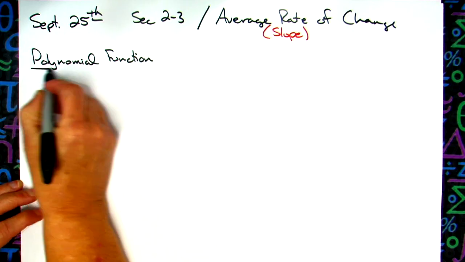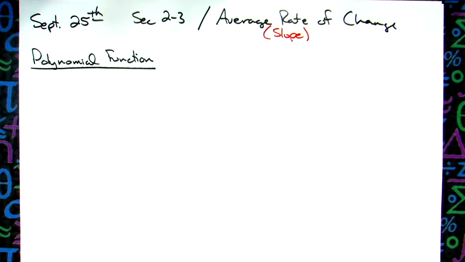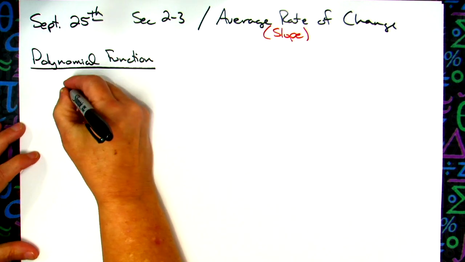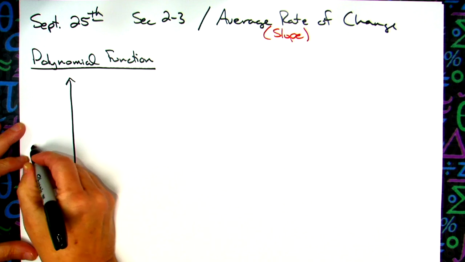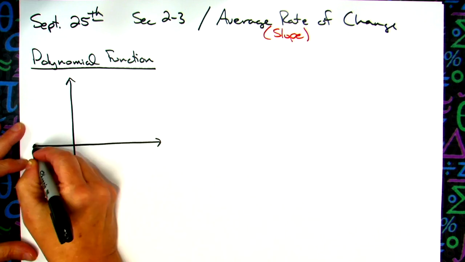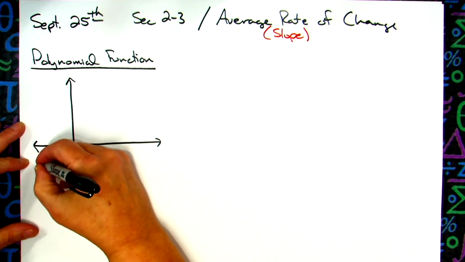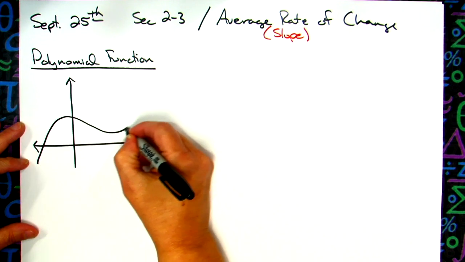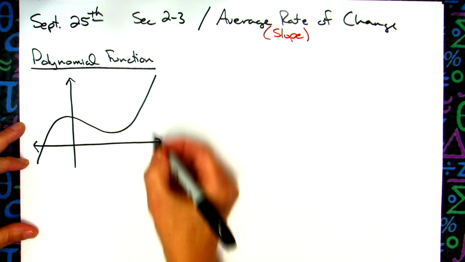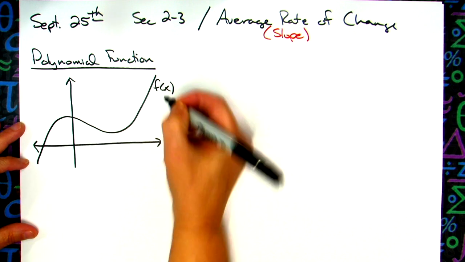A polynomial function could be as simple as a quadratic, or it could be a little more complicated and have some more hills and valleys, okay? So I'm just going to not necessarily draw anything to scale here, but just make a random polynomial curve, maybe something that looks like that. A couple hills and valleys in there.